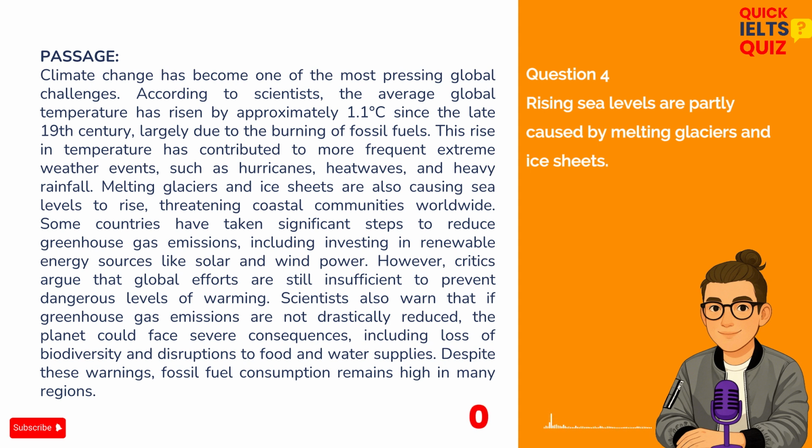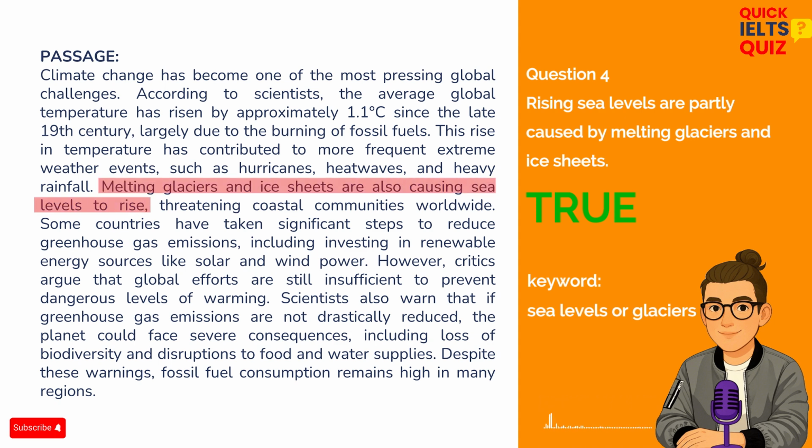The answer is true. To find it, scan for the keyword sea levels or glaciers in the passage. You'll find the sentence, melting glaciers and ice sheets are also causing sea levels to rise. This matches the statement exactly. Melting glaciers and ice sheets are indeed part of the cause. Since the information is the same, the answer is true.